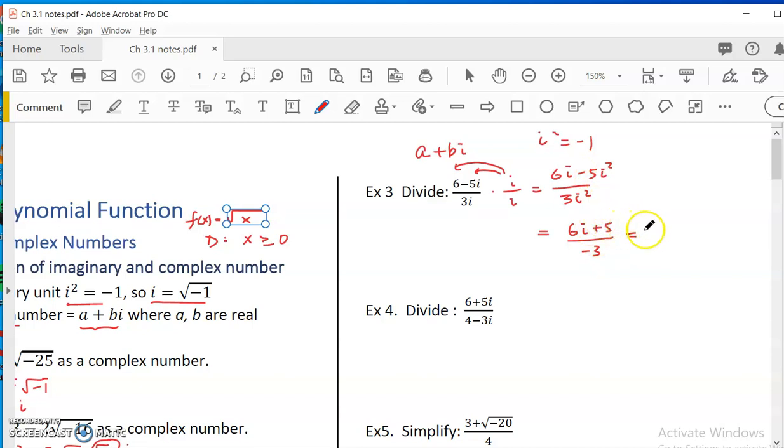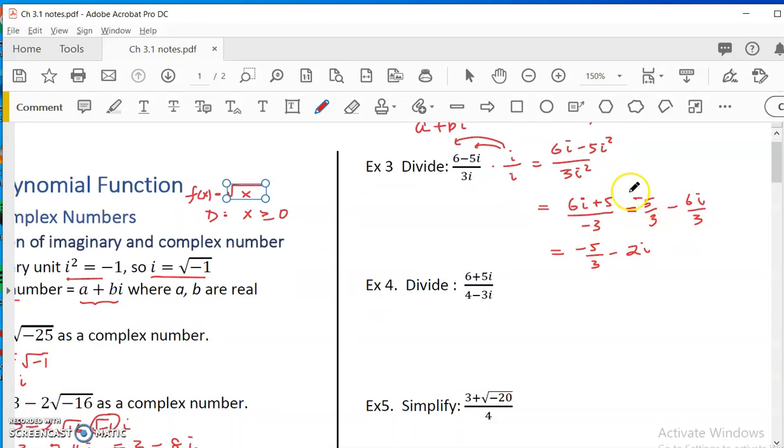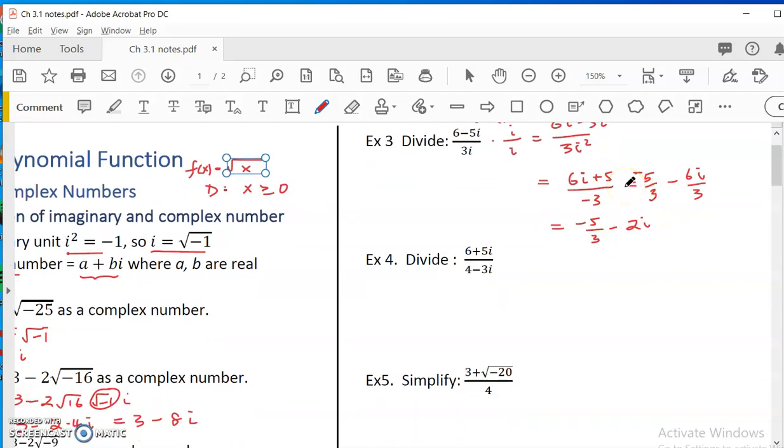So switch them around so that the real part goes first. It'll be 5 over -3, well, -5 over 3. That's the real part. Minus 6i over 3. That's the imaginary part. So you can simplify it further as -5 over 3 minus 2i. And it's a complex number: a real minus 2 times i. Okay, so if there is only i in the denominator, you just multiply by i and i.